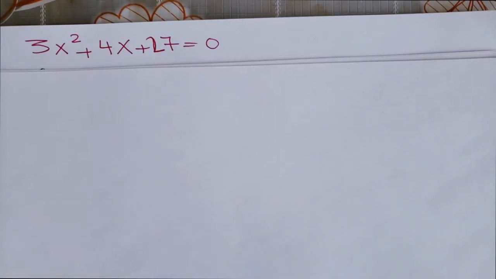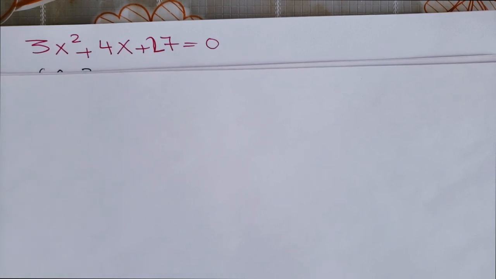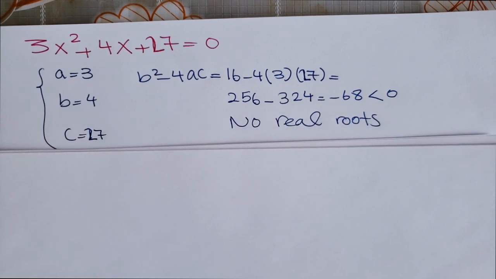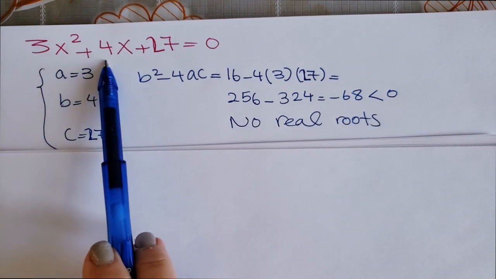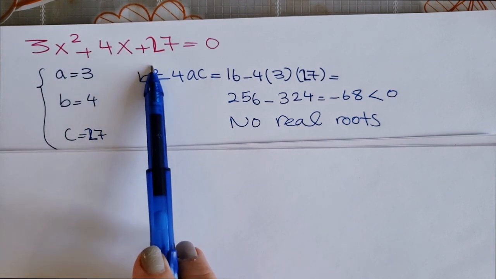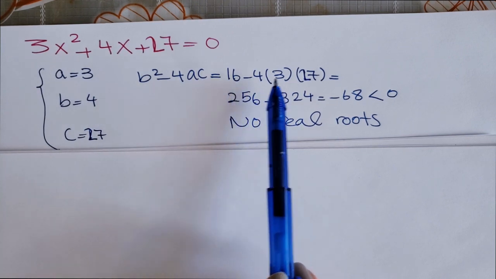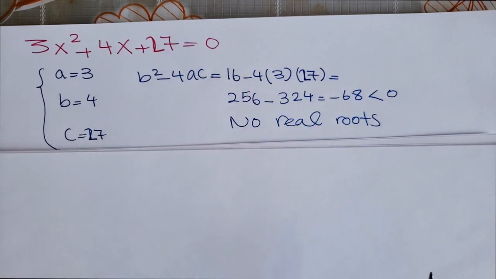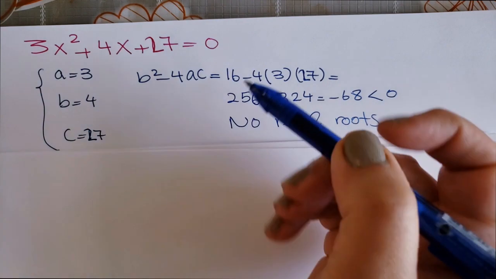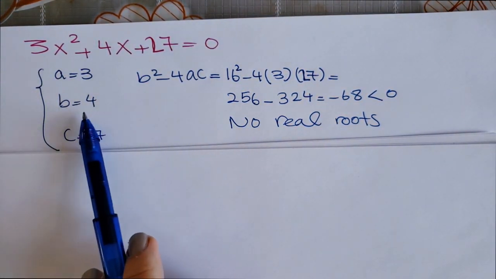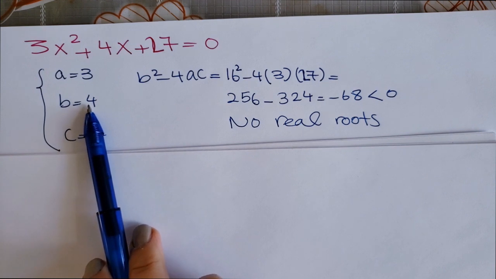Okay, next example, 3x squared plus 4x plus 27 equals 0. Here we start again. Remember, always start with identifying a, b, c. A is 3, b is 4, c is 27. And I have the discriminant. I substituted in, but let's see what happens here. B is 4.